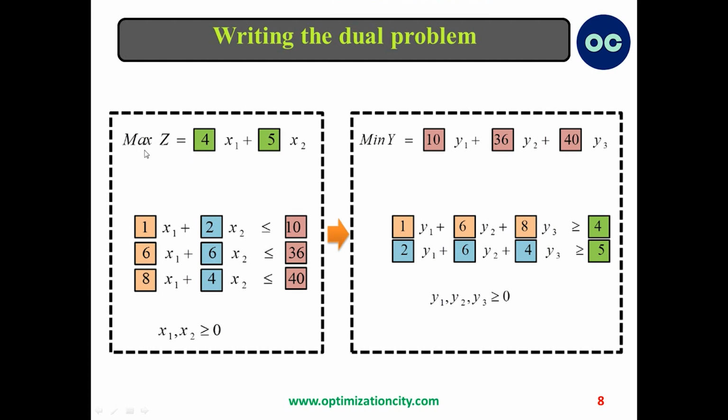And if we have the maximization in the primal model, we have the minimization in the dual model. 10, 36, and 40, this is the right-hand side of the primal model. This is the coefficient of the y1, y2, and y3 in the dual model. 4 and 5 are the coefficients of x1 and x2 in the objective function of the primal model. This is the right-hand side of the dual constraints in the dual model.